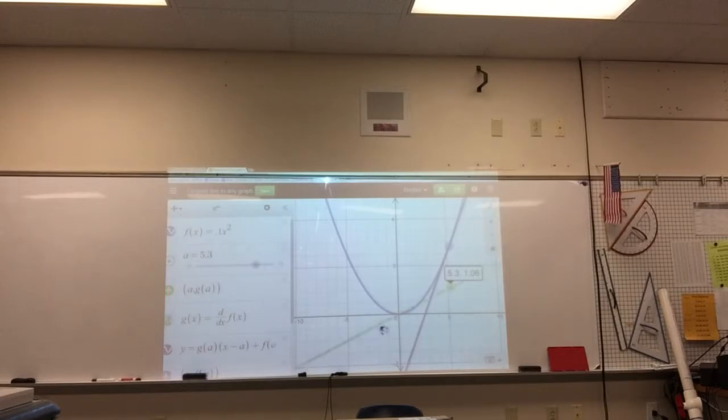Now if you were to plot all of the slopes, you get that green line. That green line is the derivative of the blue curve. So if the blue curve is f of x, the green one is f prime of x. It's a totally new function. It's a brand new function. And all you have to do is plug the x value into that new function, and it tells you the slope.